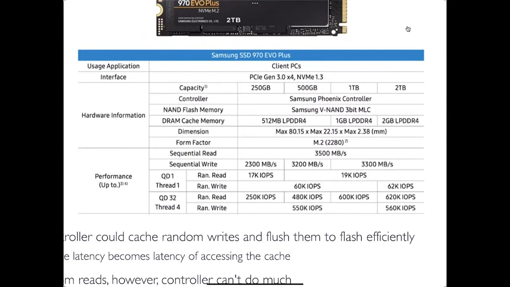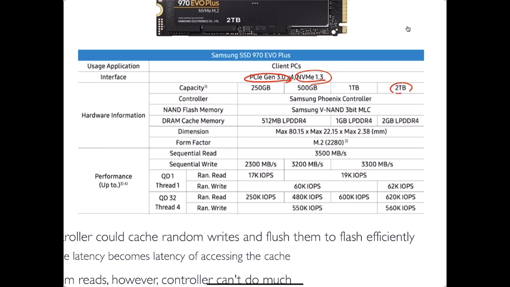So the first thing to note is this: the interface is PCIe, which we discussed, and the protocol to transfer data is NVMe. So we're using PCIe lanes, and the way we're transferring data and sending packets and interpreting them is through the NVMe protocol.